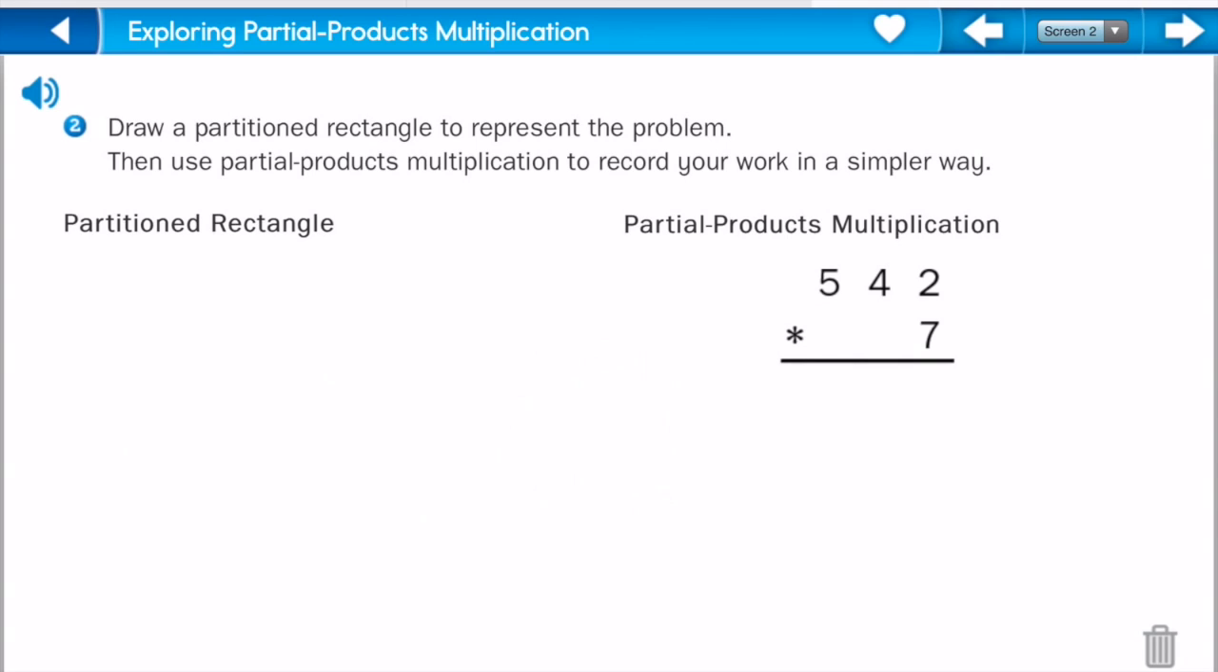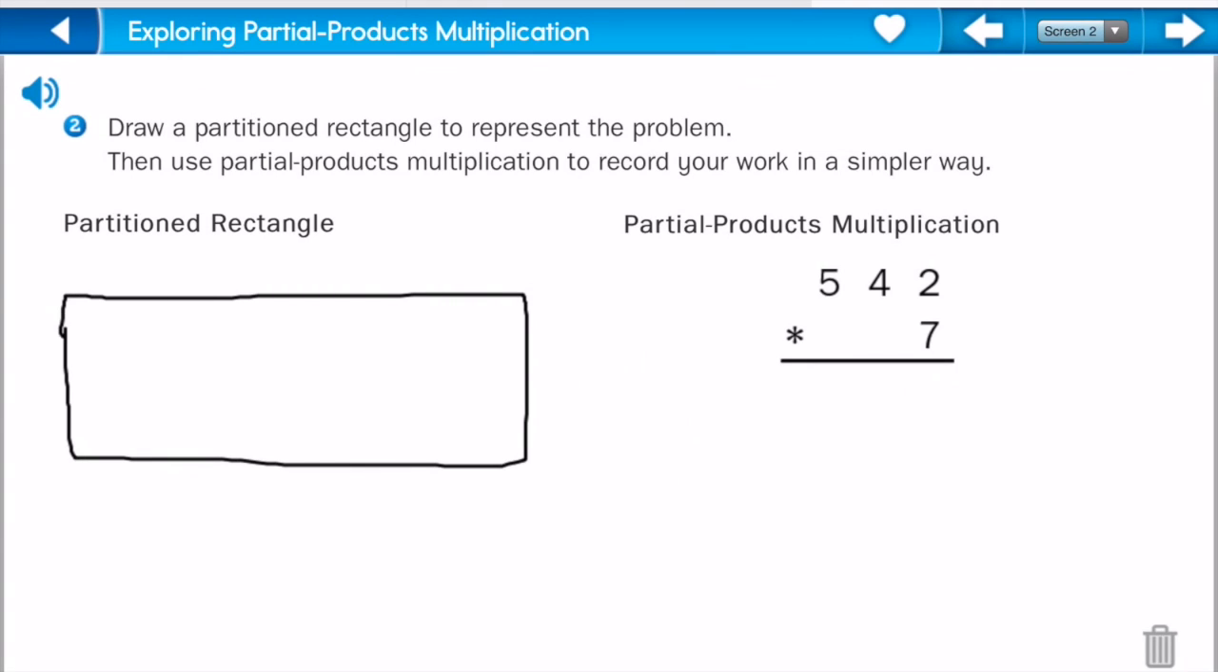Alright, so let's draw this rectangle again. This time we're going to do it with bigger numbers than we have before. But that's okay, we can still break it down. So we know we're doing it times 7 again. So let's draw our 7. But this time we have 3 digits, so we have to break it up into 3 different boxes. Okay, so we have 542. So we're going to have to break it up into hundreds, tens, and ones this time.